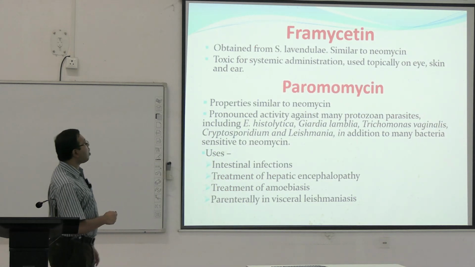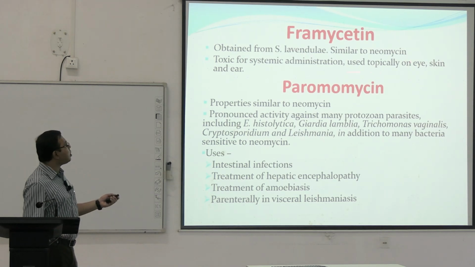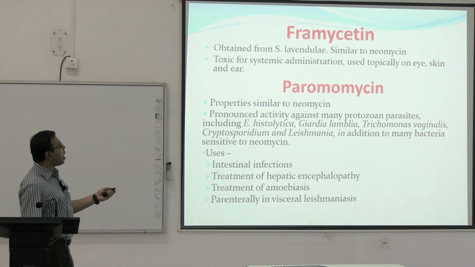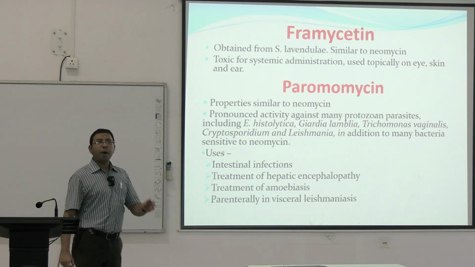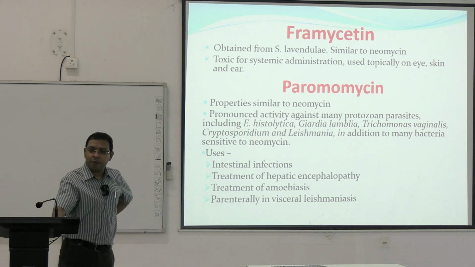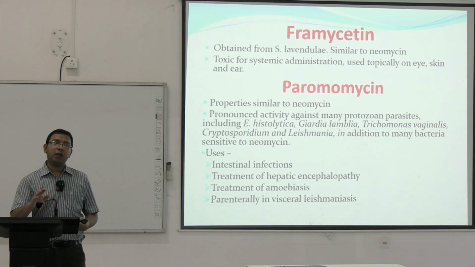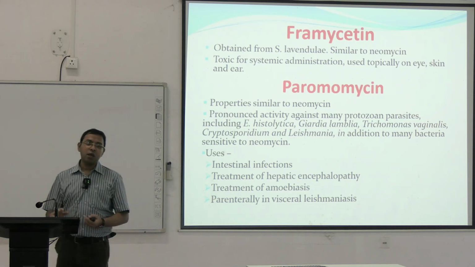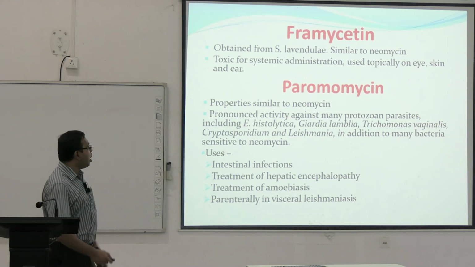Framycetin is obtained from the Streptomyces lavendulae. Similar to neomycin, it is toxic for systemic administration, and used topically on the eye, skin and ear. So you have heard about the Soframycin cream. In some of the houses there may be Soframycin. So this is basically framycetin, mainly used topically. If there are some topical skin infections, we can use framycetin.